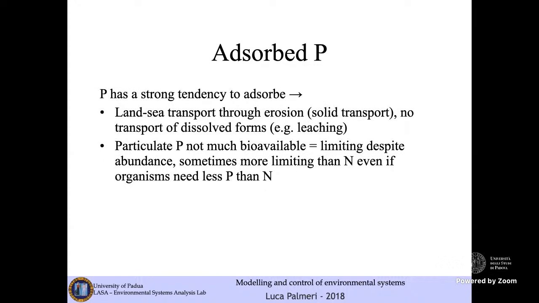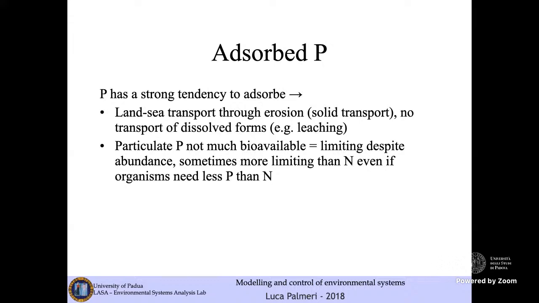Phosphorus has a strong tendency to adsorb, so there is lengthy transport through erosion, this is solid transport, and you do not have transport of the dissolved forms, as is the case in leaching, which is typical for the dissolved forms of nitrogen. Particulate phosphorus is not much bioavailable. So this means that phosphorus may be limiting despite its abundance. Sometimes it is more limiting than nitrogen, even if organisms need less phosphorus than nitrogen.